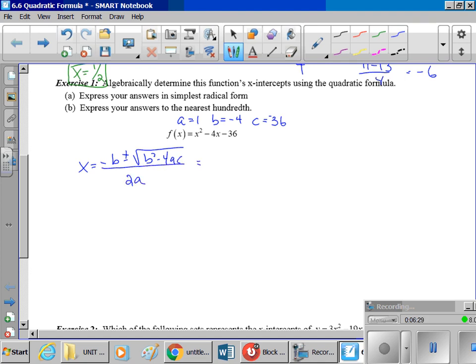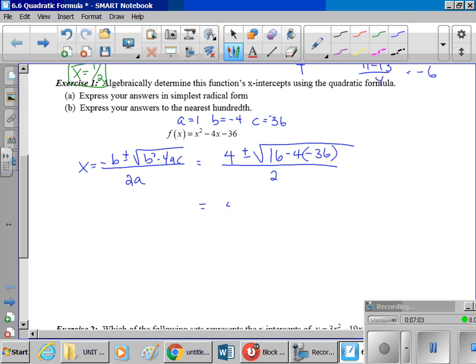Again, if you feel comfortable, then maybe you don't have to do that. So the opposite of b is positive 4 plus and minus the square root of b squared, 4 squared, 16 minus 4 times a, which is 1, not even going to write it down, times c, which is negative 36. Because to put the 1 down is just trivial. Divided by 2 times a, 2 times 1 is 2. Right? Again, I just try to simplify things. If you're the kind of person who follows the rules and you want everything, then feel free. Do it your way. All right?